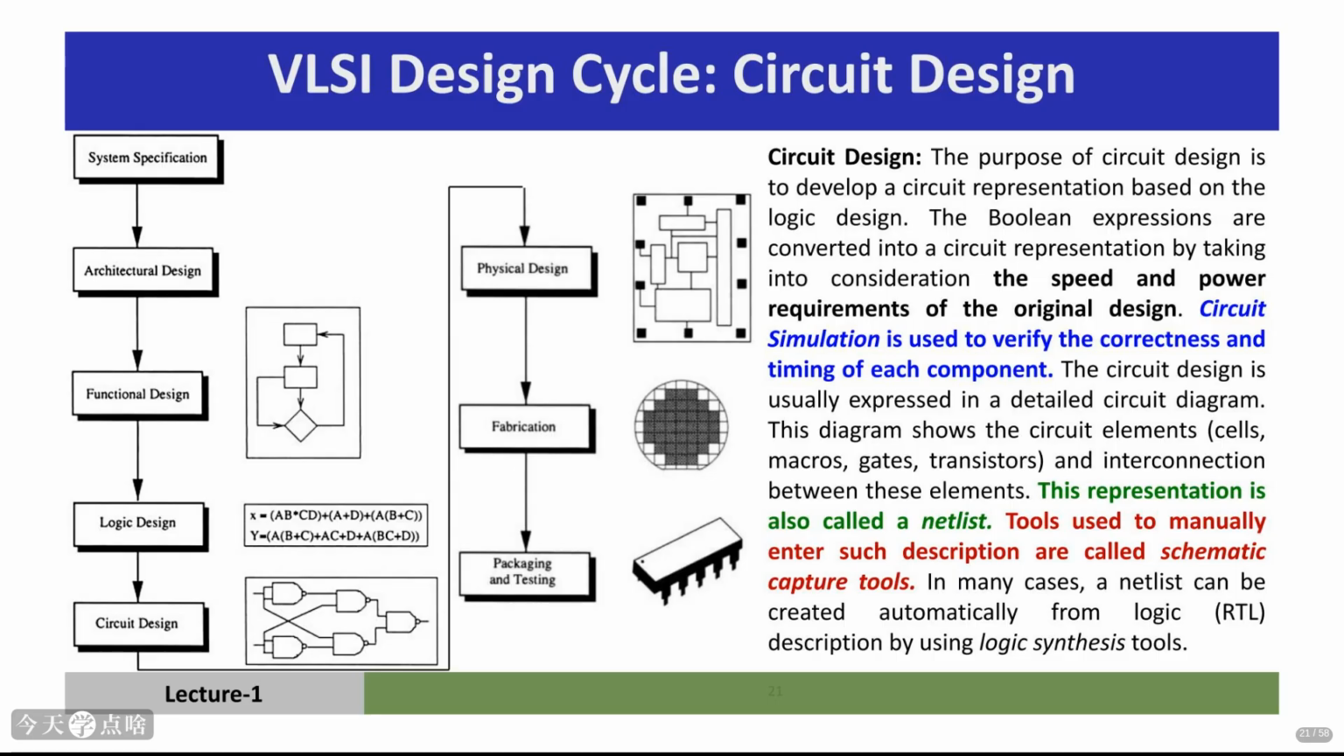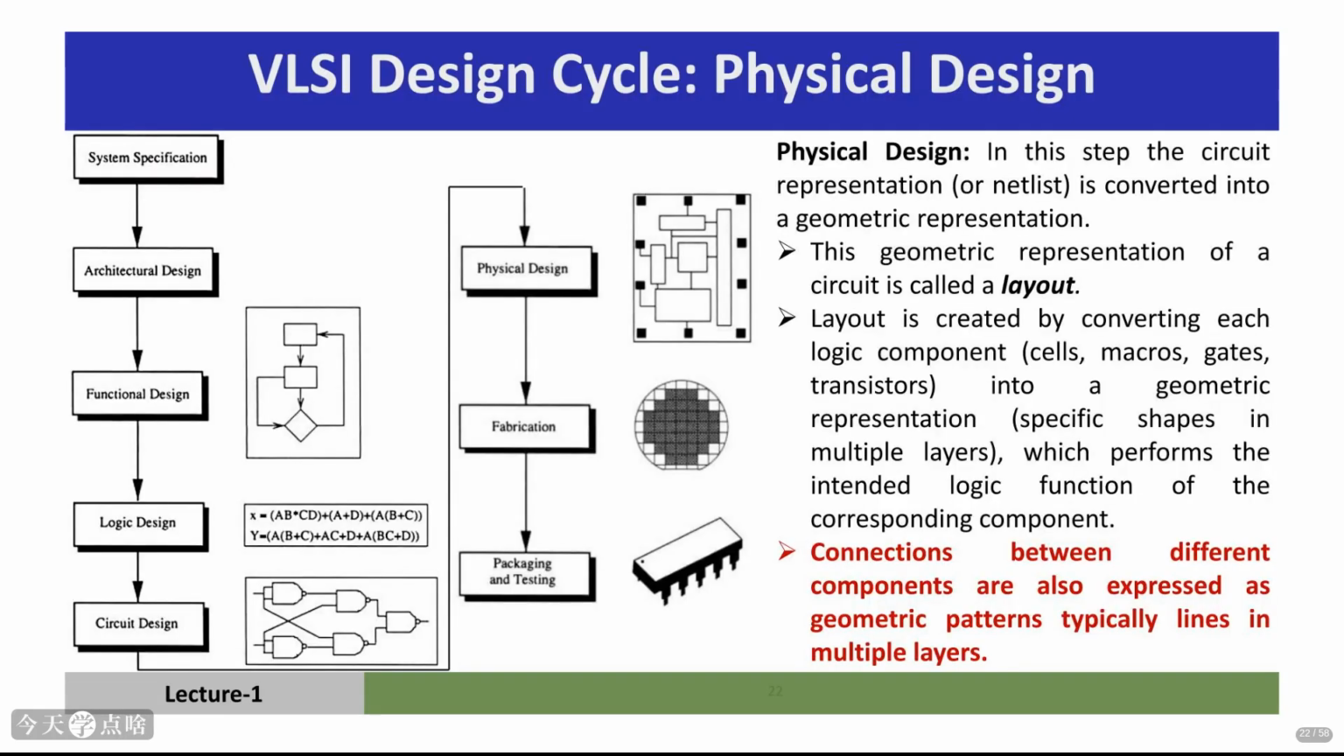Tools called schematic capture tools help designers create these diagrams, though often, synthesis tools can automatically generate the netlist from the RTL description. Finally, we arrive at physical design. This is where the abstract circuit netlist becomes a concrete geometric layout. We take the transistors, gates, and macros, and represent them as shapes on different layers of the silicon wafer. Connections between components become lines or vias connecting these layers. Think of it as translating the electrical blueprint into a physical construction plan.